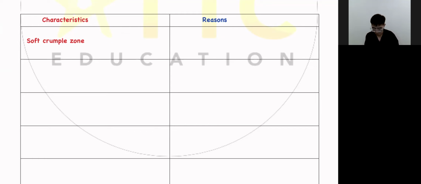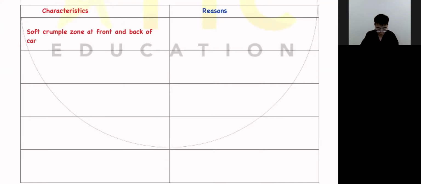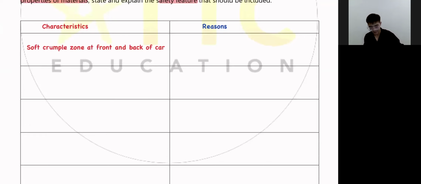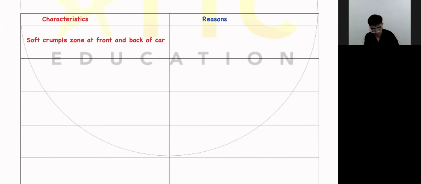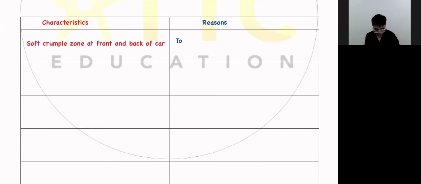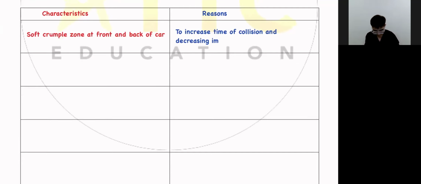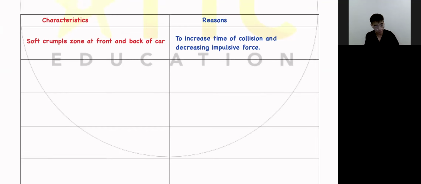So remember, a soft crumple zone at the front and at the back of the car. The car front and the car back have this part called the soft crumple zone, extra soft, again because you want to increase the time of collision. That means when two cars collide, we increase the time of collision, and by increasing the time of collision, you are decreasing the impulsive force. So that's why you need this soft crumple zone.